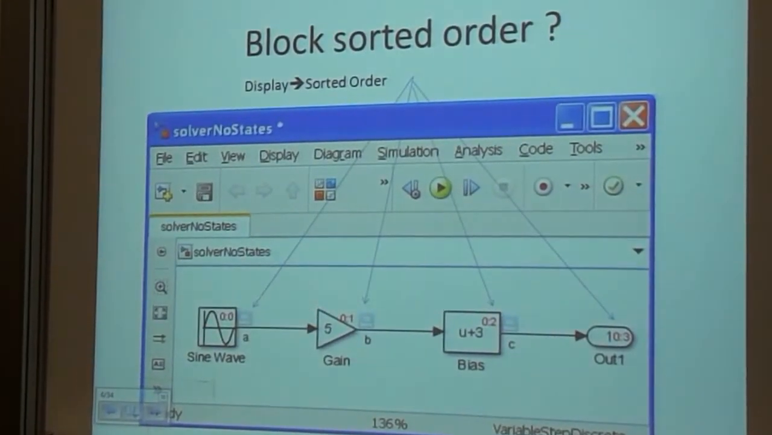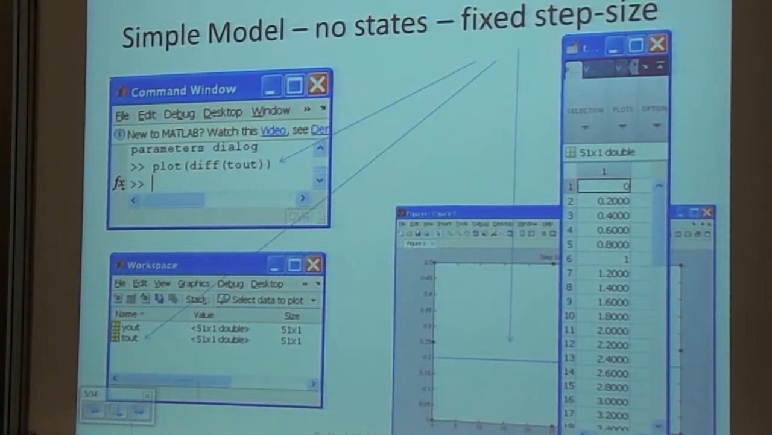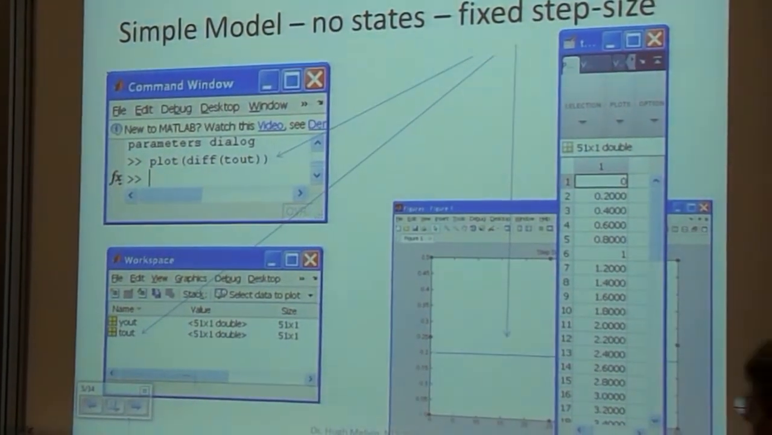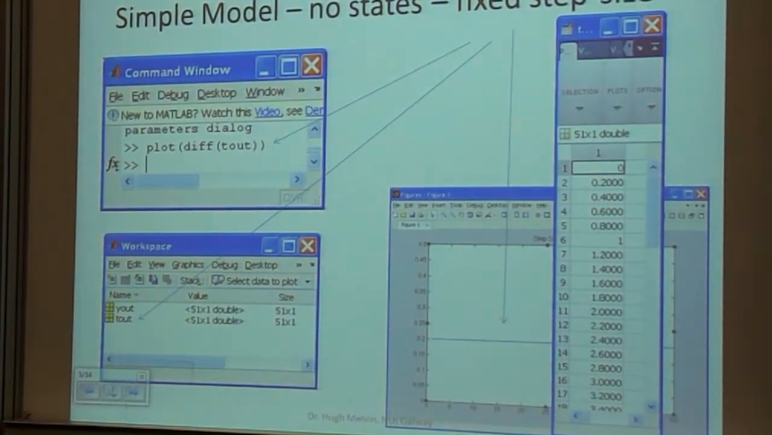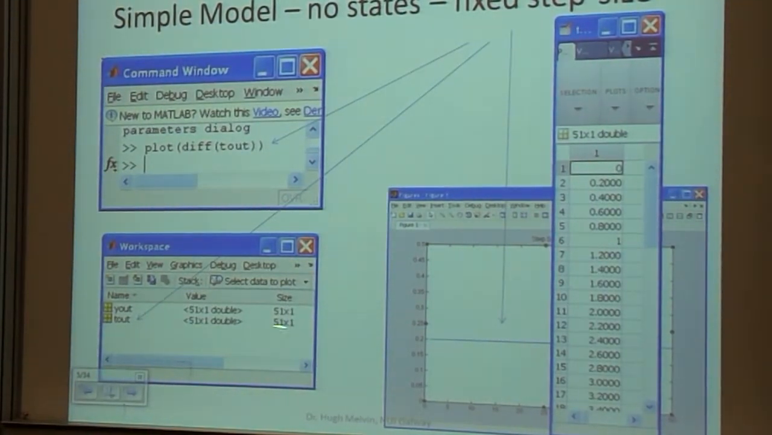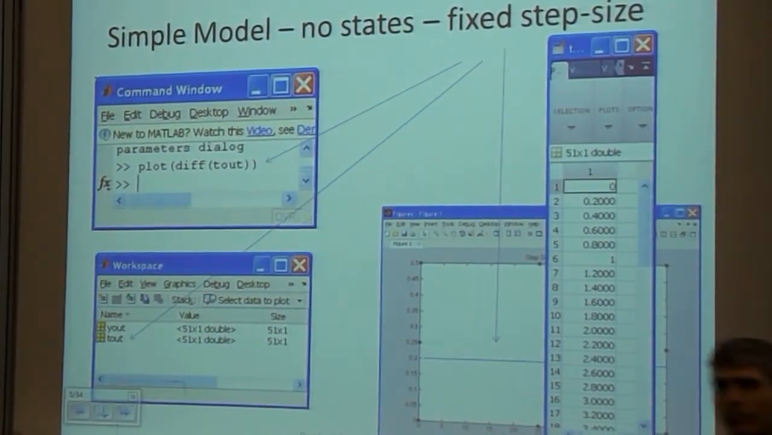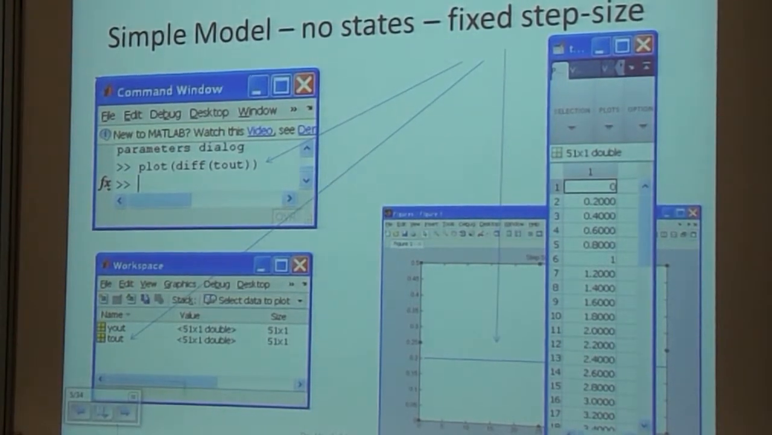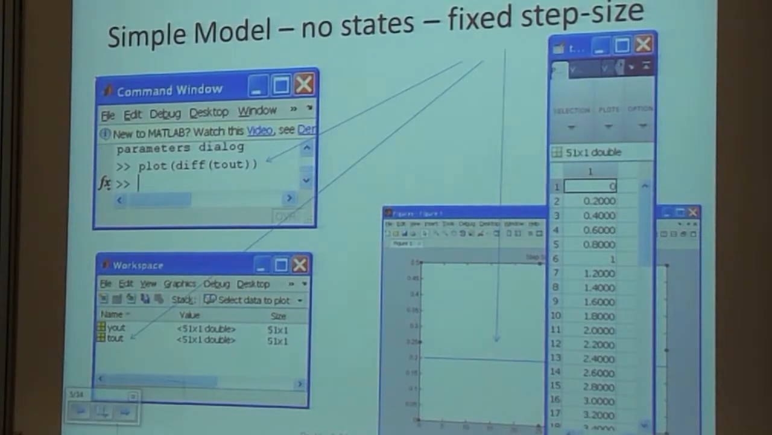Now, this is the same model, but I'm just showing you some stuff here. So when you run this model, you get your Y out and your T out. And of course, T out tells you how many steps Simulink took from start to finish. And as you can see, there are 51 data points in the output file. So how many steps did it take? 50, right? It's like a ladder. So there are 50 steps. So if you want to look at how often and what the step sizes were, that's very easy to work out.